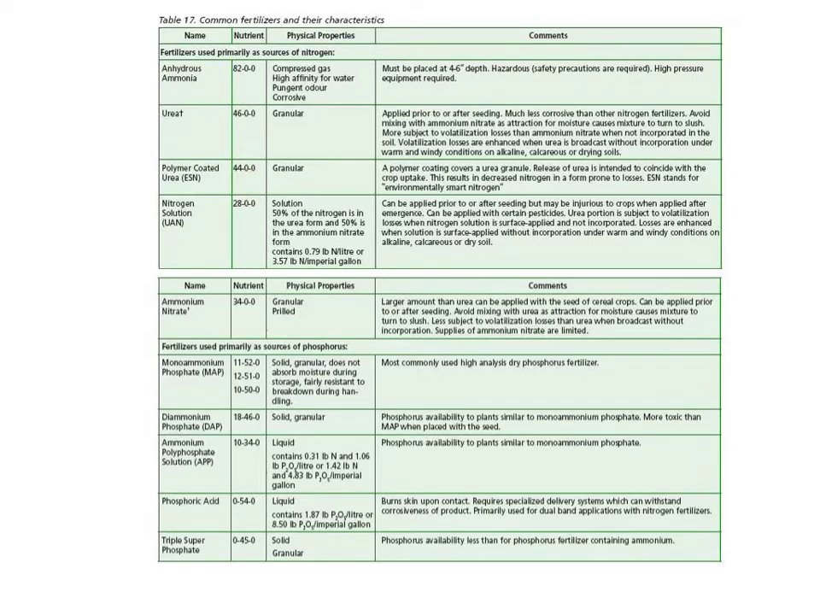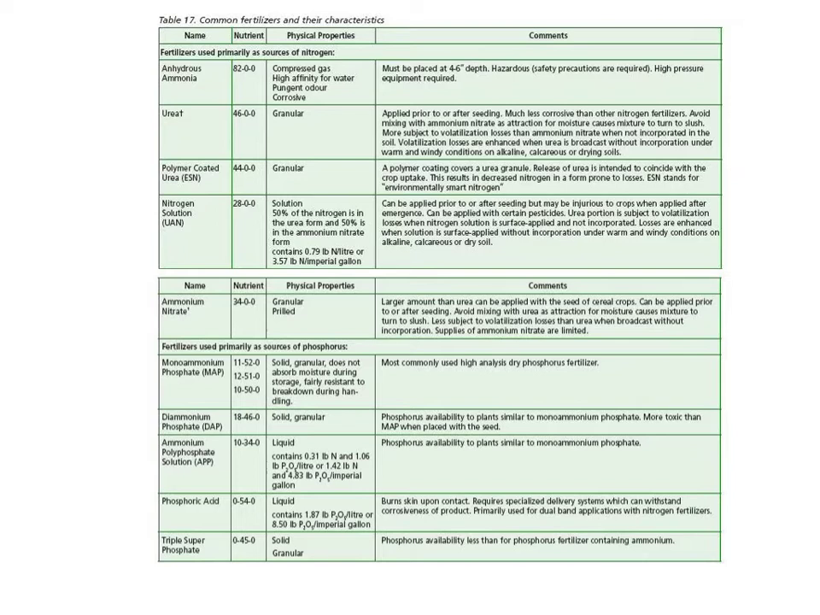We have some other forms. So this is a coated urea form, a little bit lower. That's 46% nitrogen, and this is 44 because we have to account for the coating. And this helps keep nitrogen from being lost, either via leaching or loss from ammonia gas leaving the soil.